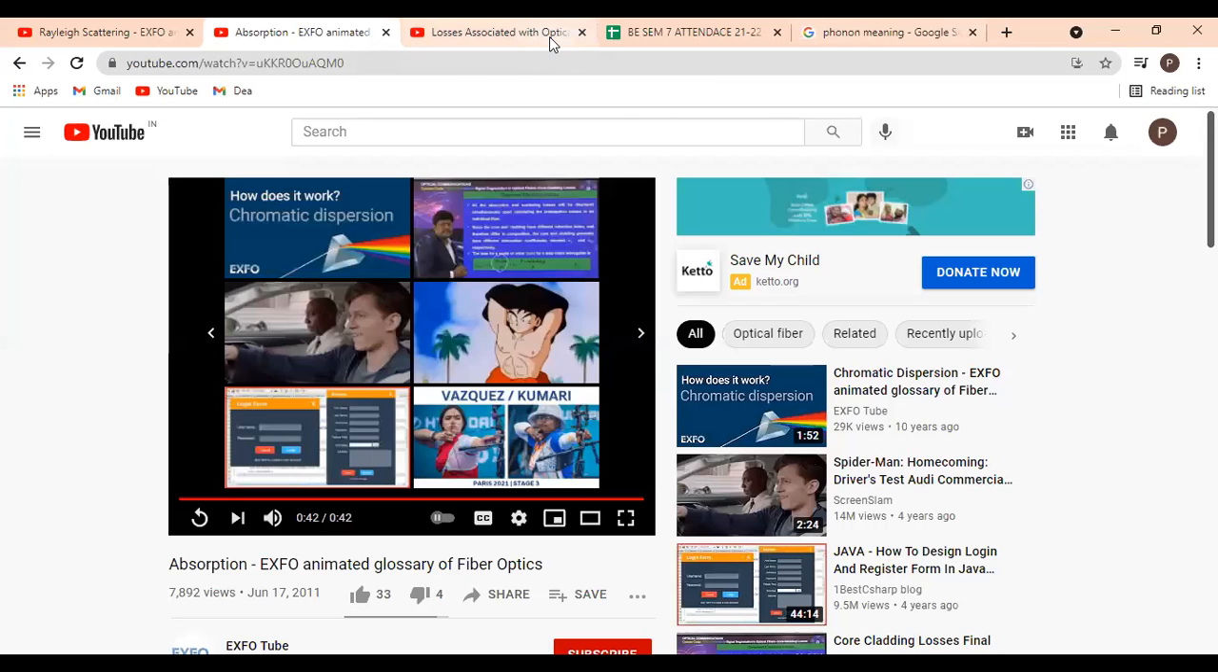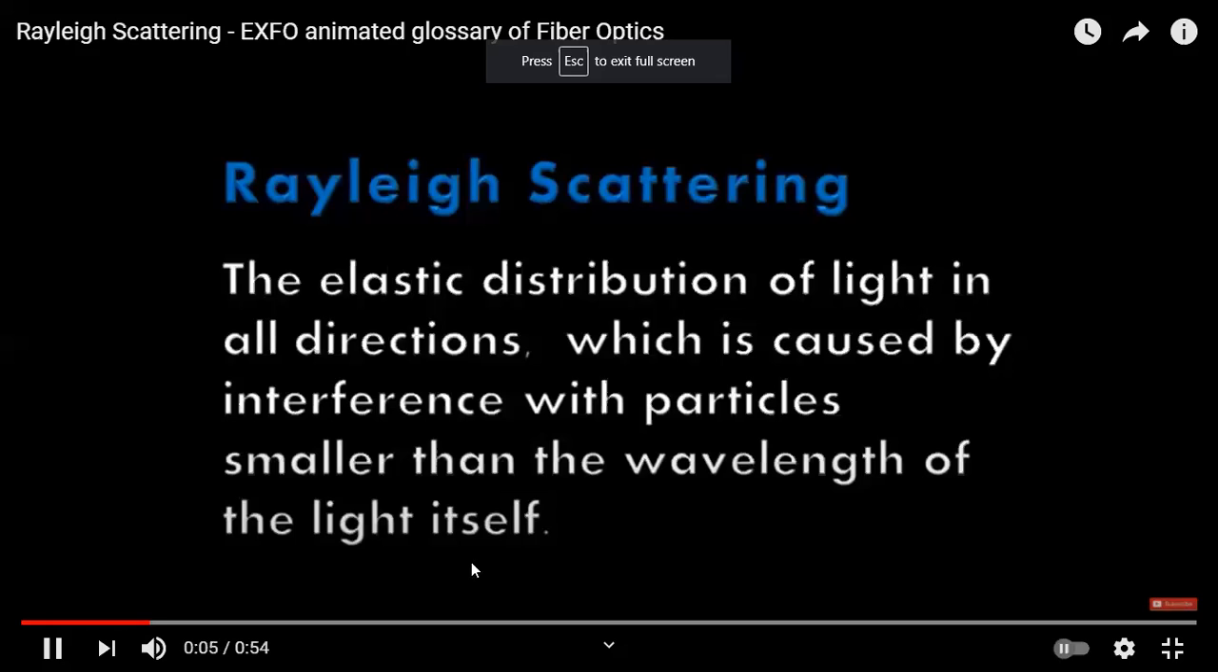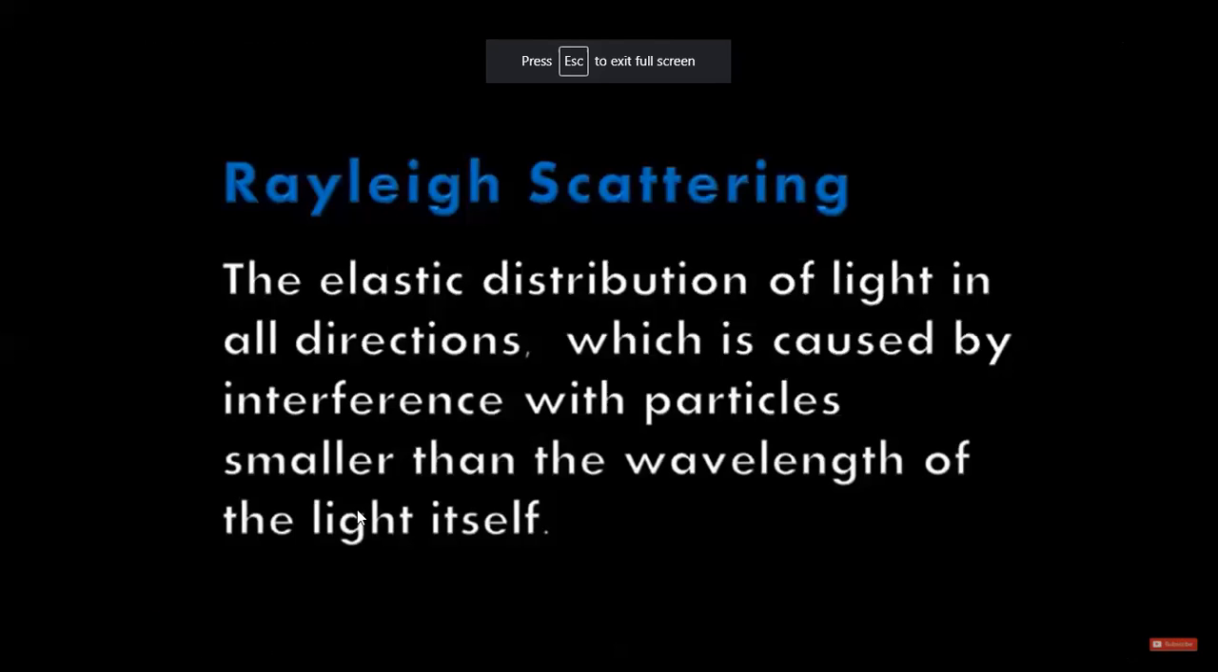What I wanted to show you was that when the light was striking, those hydroxyl ions are there, and the signal is lost. So it has been observed. Now let us understand Rayleigh scattering. Rayleigh scattering is the elastic distribution of light in all directions, which is caused by interference with particles smaller than the wavelength of the light itself.